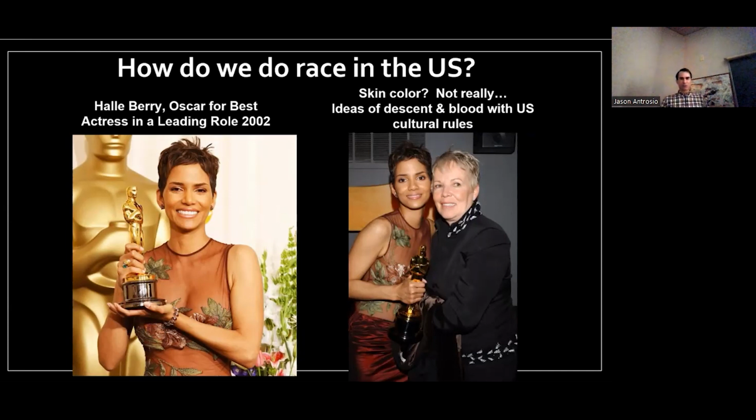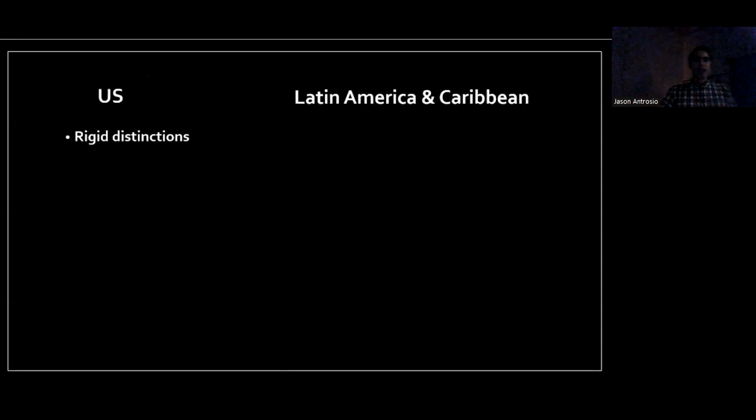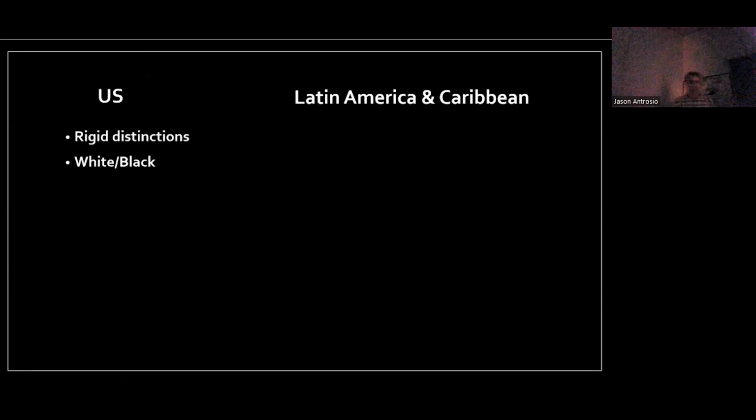We just have these rules for how we do it, and it has to do with these ideas of what we're going to call hypodescent. So let me just get into what our rules are for how we classify people and why that's different. In the US, we usually make a fairly rigid distinction, and our major dividing line in this society has been between white and black.